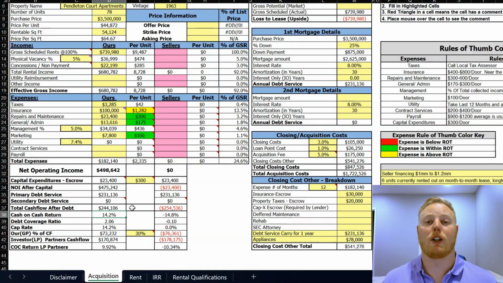We're really looking for at least a 12% cash on cash return. That's an 8% to limited partners and a 4% to you as a GP. So that's a good deal. So we're over the 12%, which is great.